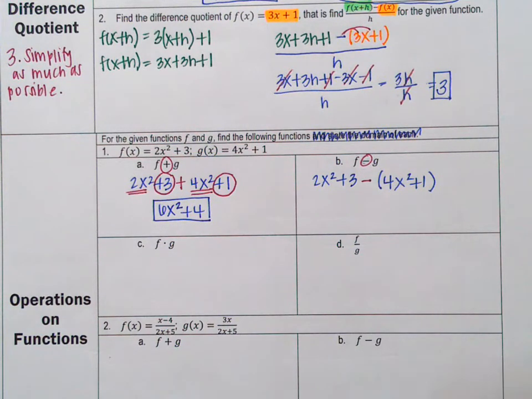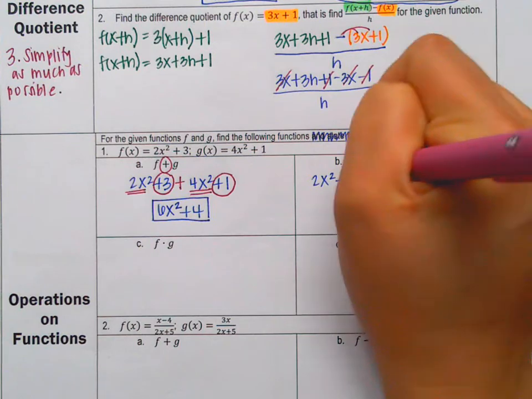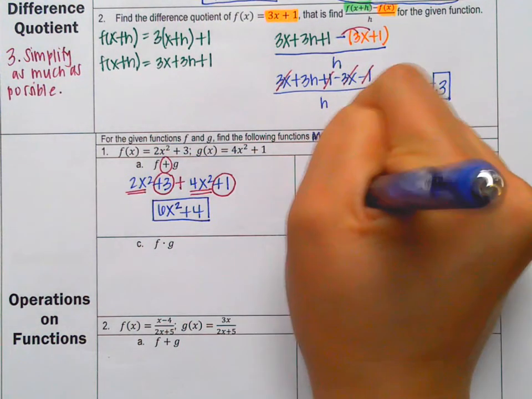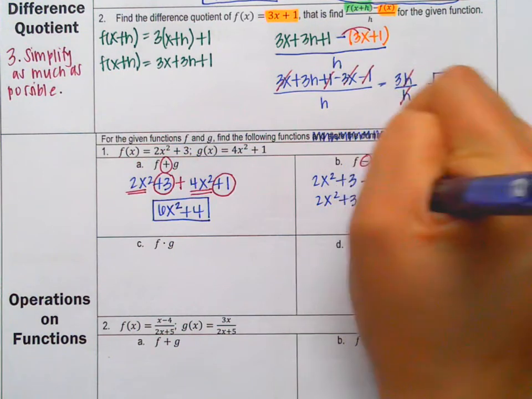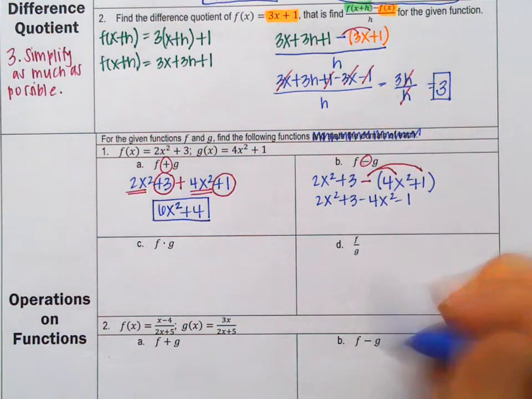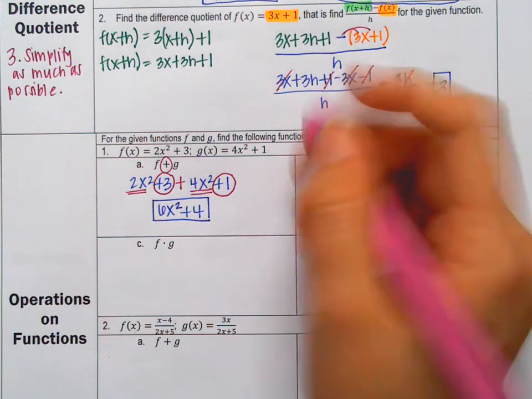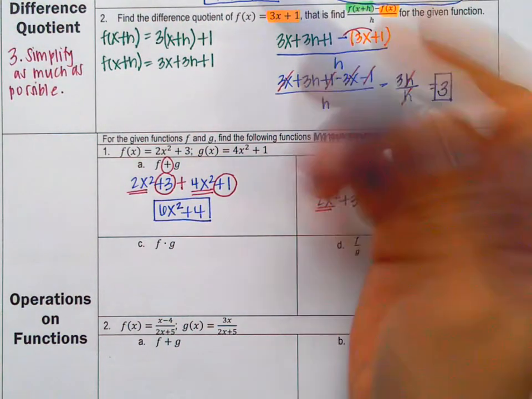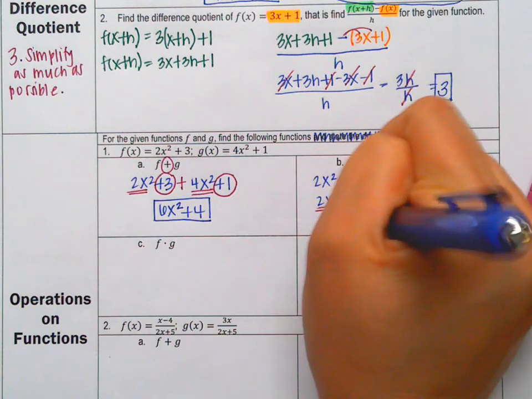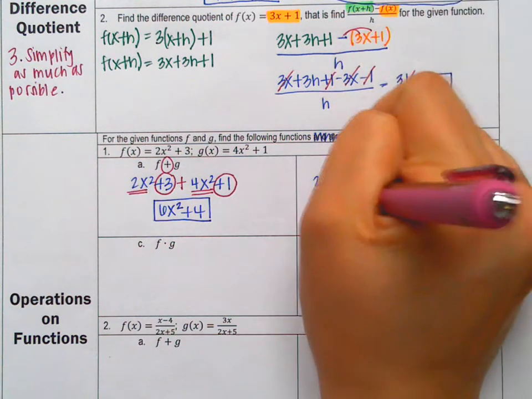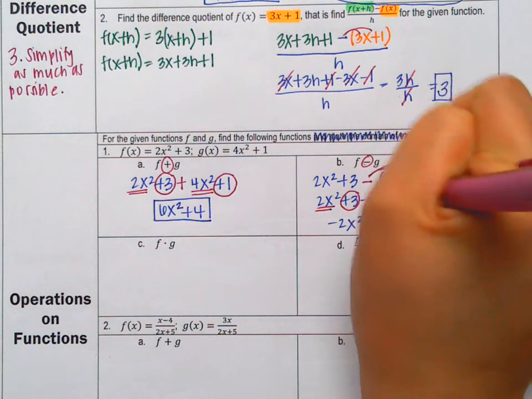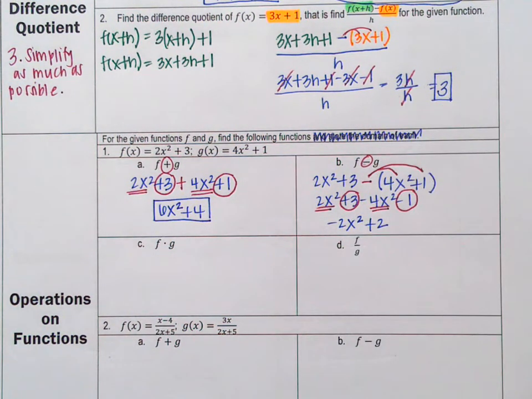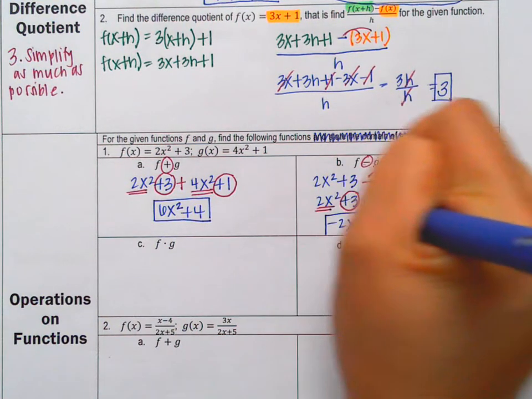So you should have distributed the negative. So that would have been 2x squared plus 3 minus 4x squared minus 1. So then we just combine our like terms just like we did before. 2x squared minus 4x squared is negative 2x squared. 3 minus 1 is 2. And that's it. That's as simplified as we can go.